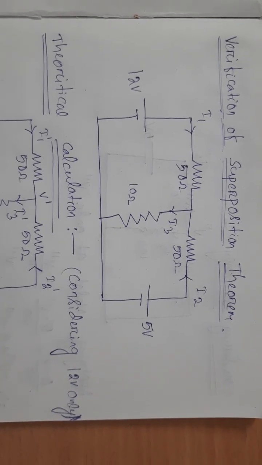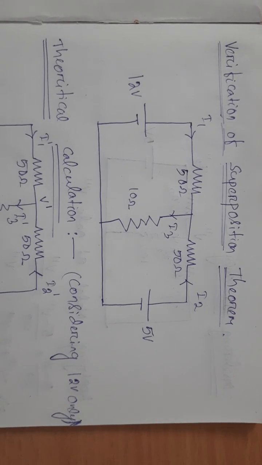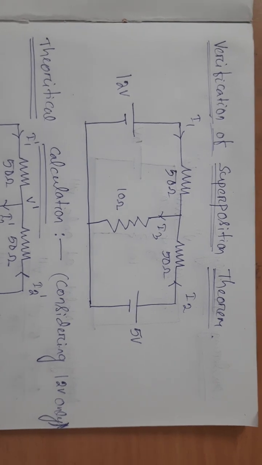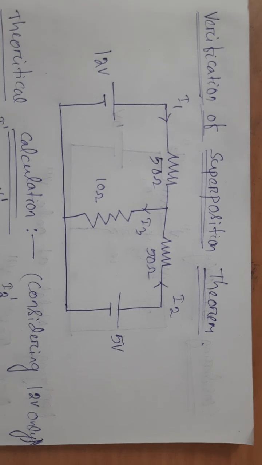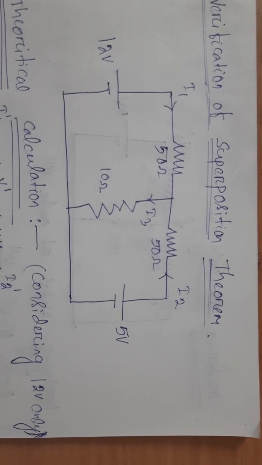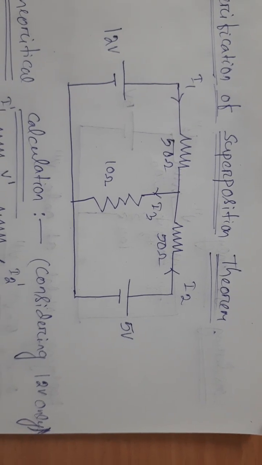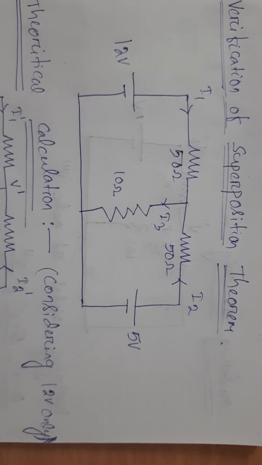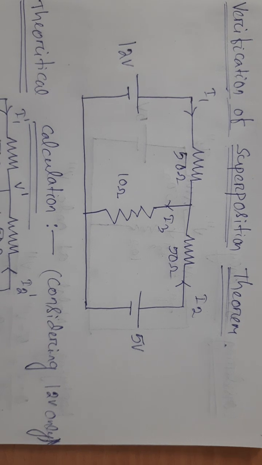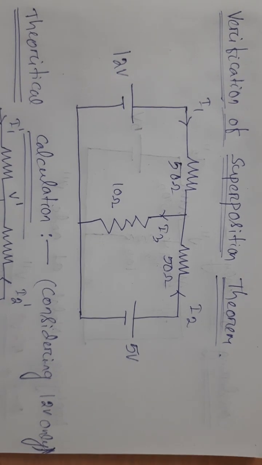Hello everyone. Today we are going to do the experiment verification of superposition theorem. For this we are taking a T network of 50 ohm each in the side branch and the middle branch is of 10 ohm, and the two voltages, 12 volt and 5 volt, are taken.